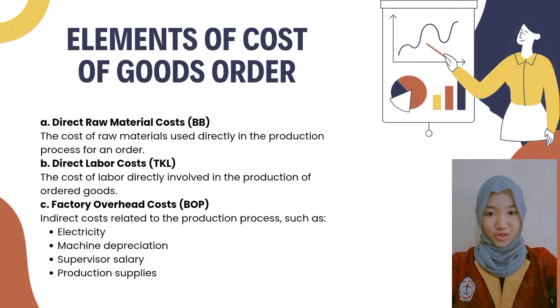Elements of cost of goods order. A. Direct raw material costs, BB. The cost of raw materials used directly in the production process for an order. B. Direct labor costs, TKL. The cost of labor directly involved in the production of ordered goods. C. Factory overhead costs, BOP. Indirect costs related to the production process, such as electricity, machine depreciation, supervisor salary, production supplies.